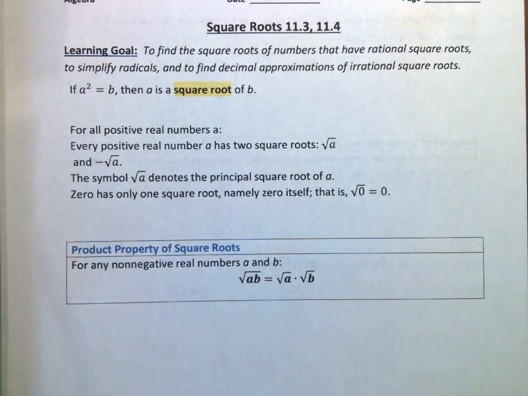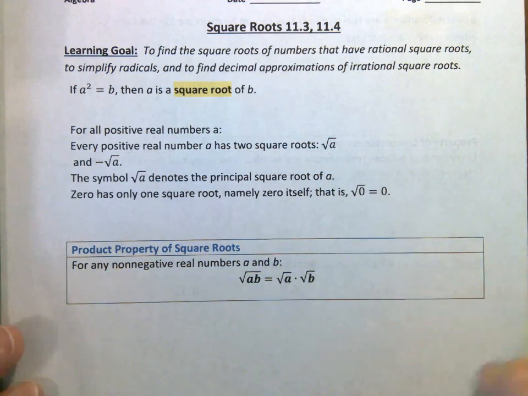Okay, today we're going to talk about square roots, and we're going to look at square roots that have rational square roots. We're going to look at simplifying radicals, and we're going to look for decimal approximations of irrational square roots, which we don't usually do very often. We tend to want to keep our numbers as exact as possible, so we don't usually approximate, but you do need to get an idea of how to do that.